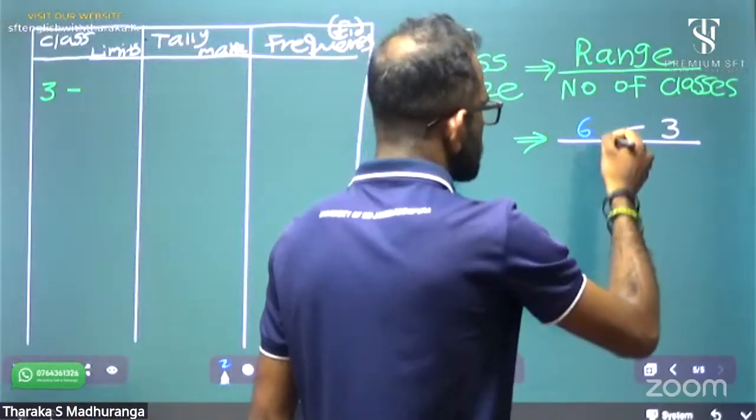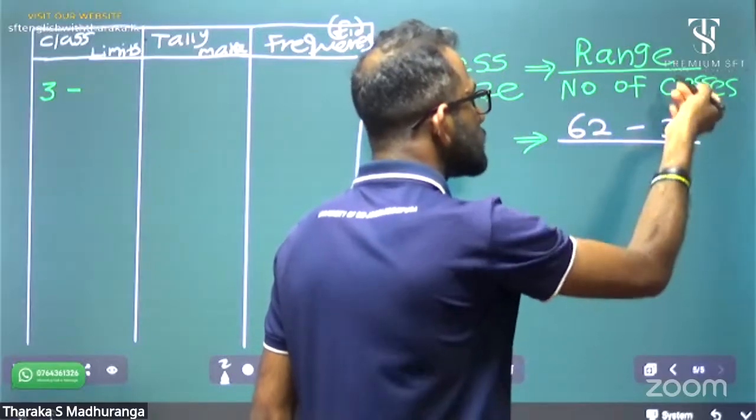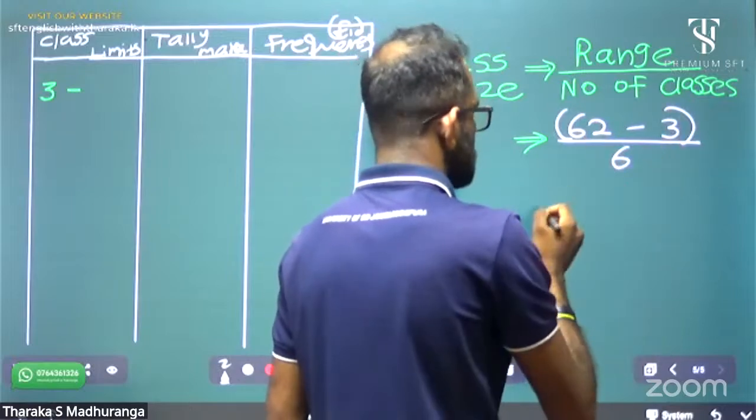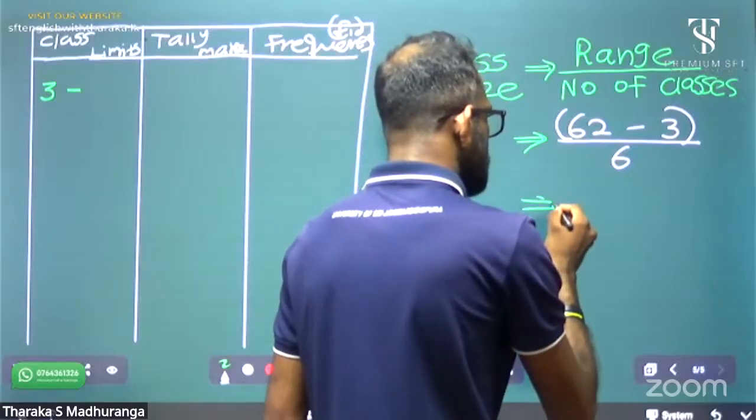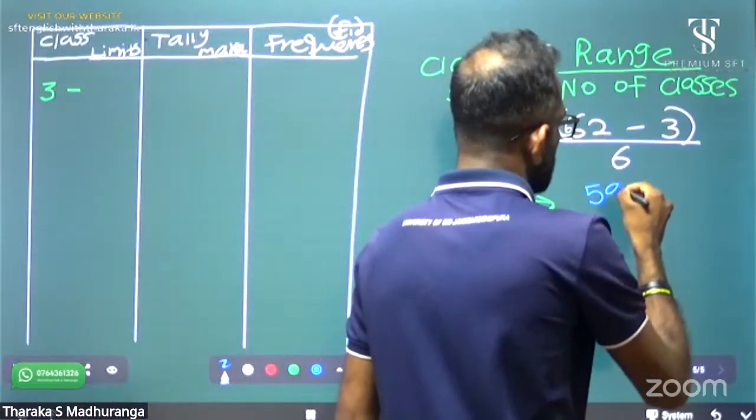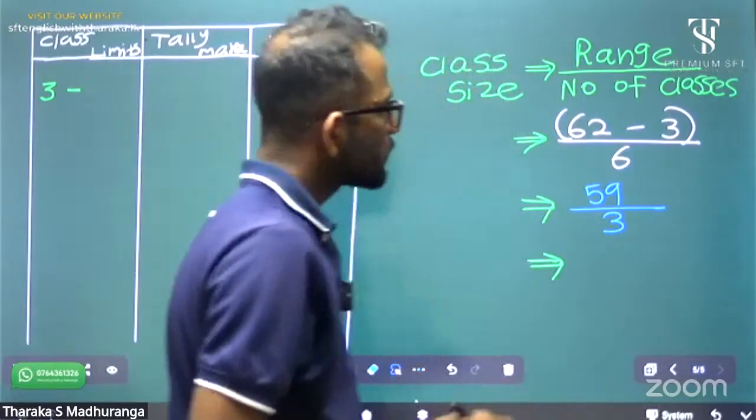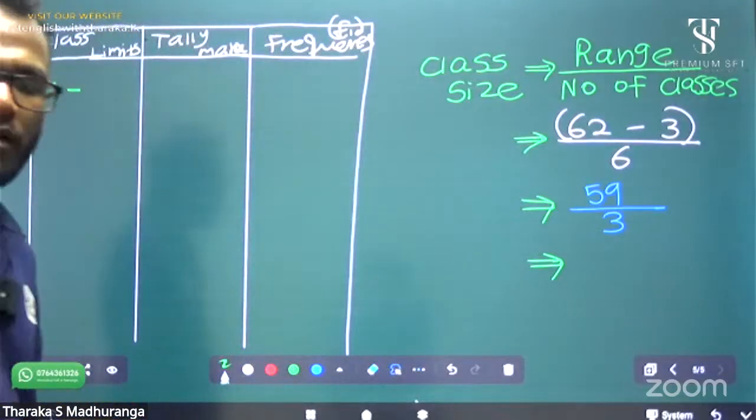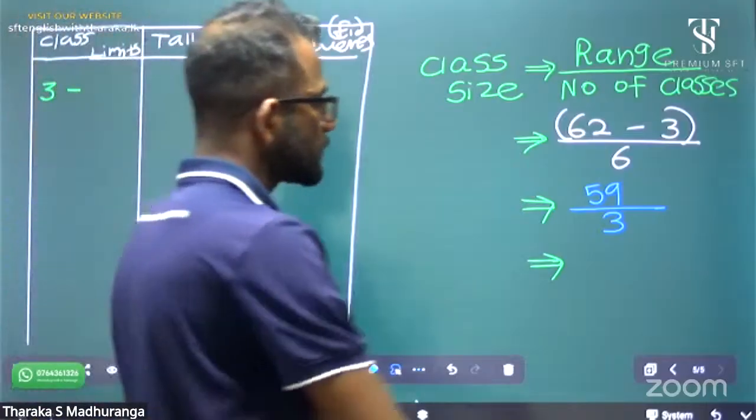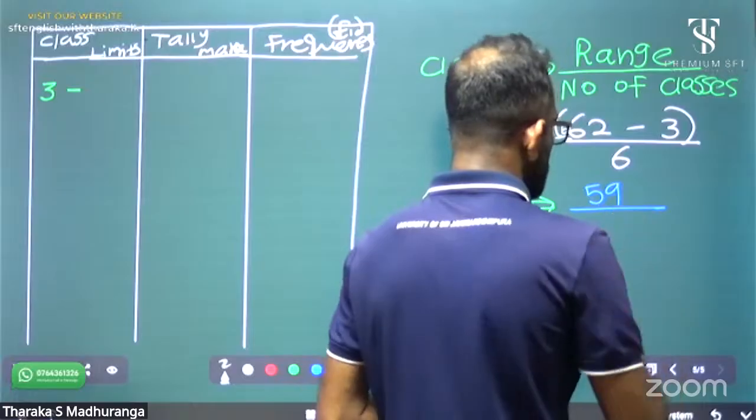Then 62 minus 3. This is the range. Range divided by number of classes. In the question, the number of classes is 6. 62 minus 3 is 59. 59 divided by 6. What is the value?